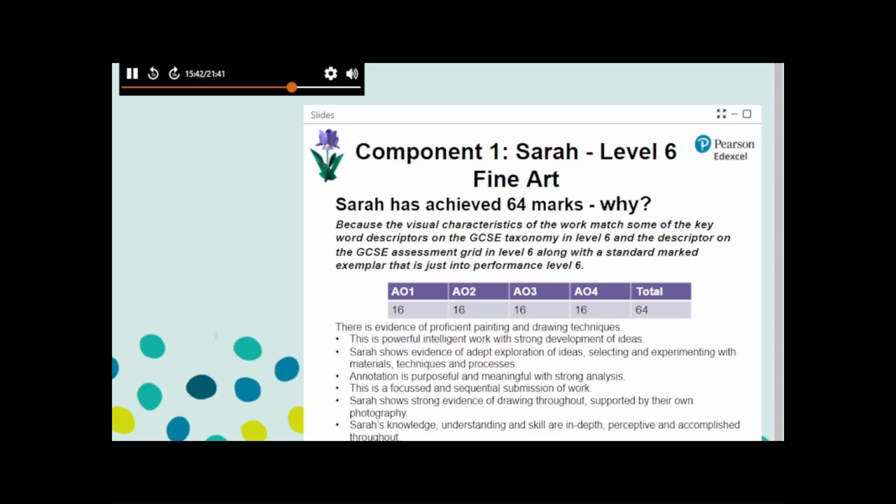In the work you are going to see, there is evidence of proficient painting and drawing techniques. The work is powerful and intelligent, with strong development of ideas. Sarah shows evidence of adept exploration of ideas, selecting and experimenting with materials, techniques and processes. Annotation is purposeful and meaningful with strong analysis. It is a focused and sequential submission of work. Sarah shows evidence of accomplished drawing throughout, supported by her own photography. Sarah's knowledge, understanding and skill are in-depth, perceptive and accomplished throughout. Sarah is an exceptional candidate in all the assessment objectives.